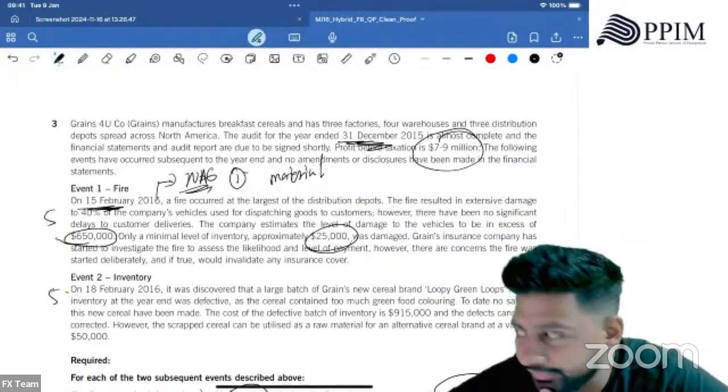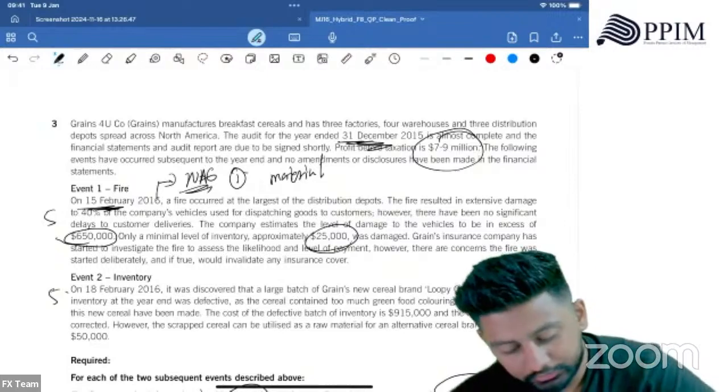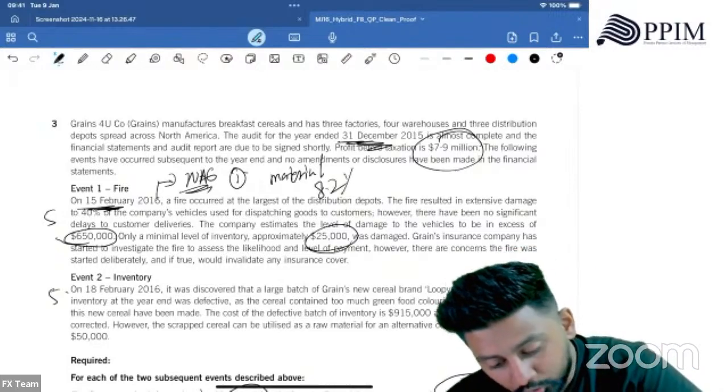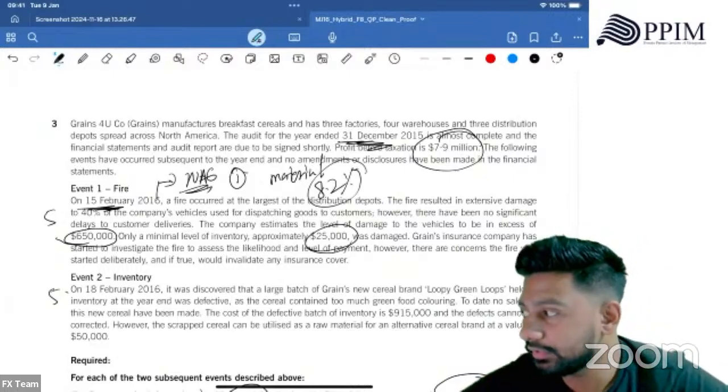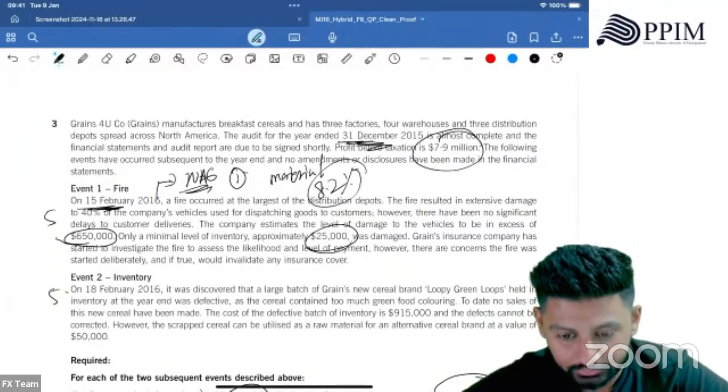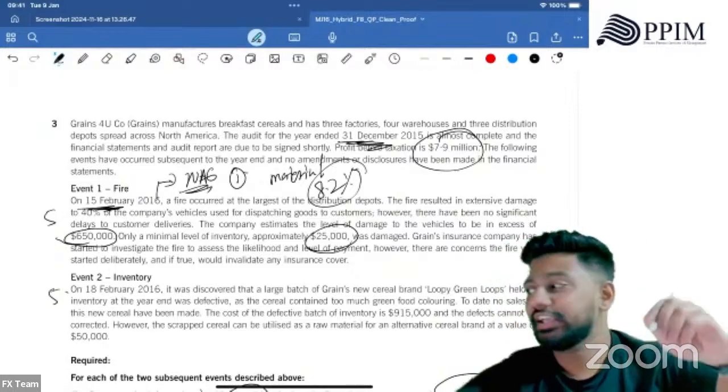How many percent? 8.2%. So 8.2%. Conclude it is material. No negotiations there. Conclude it is material. So you get your first marks for saying it's a non-adjusting event.